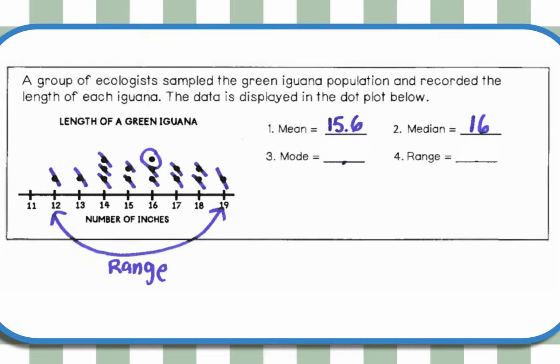All right, the mode, that is the number that shows up the most often. It's easy on a dot plot because you can just see which one has the tallest stack of dots. So you can see it's a tie between 14 and 16. And the range, I gave you a hint on there showing you it's from the minimum to the maximum. So you would just subtract. 19 minus 12 is 7. So all of those iguanas are within a 7-inch range.